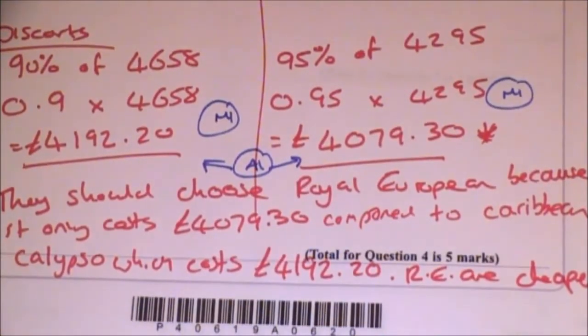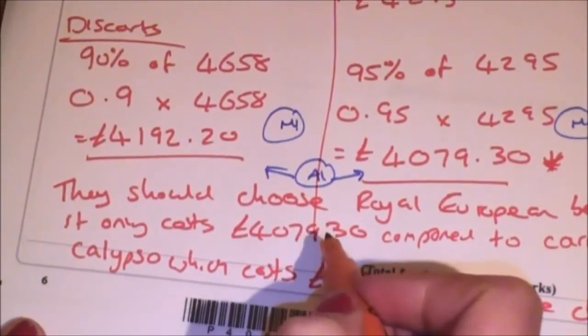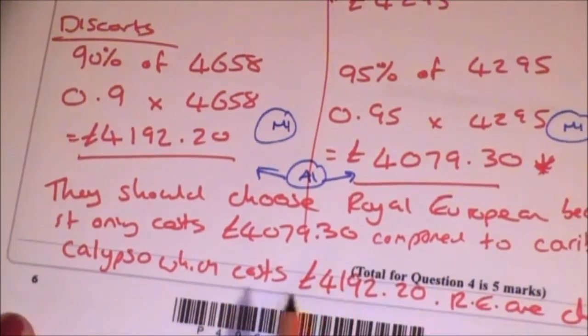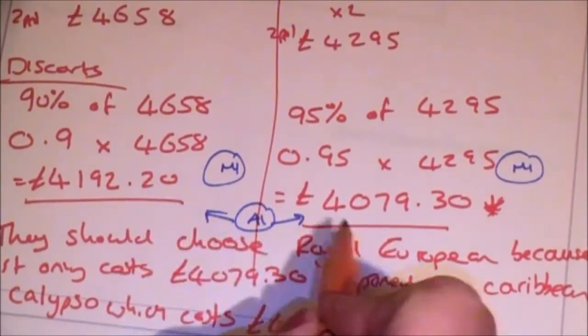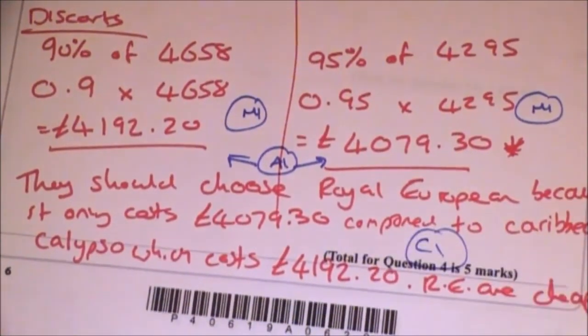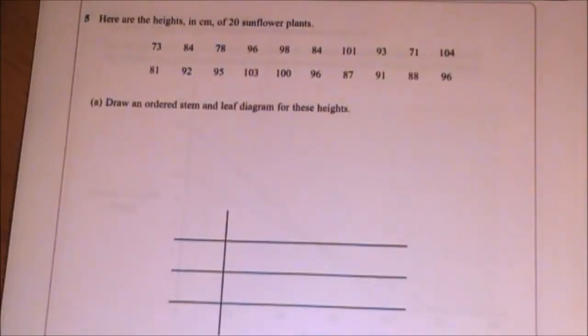And I'm just checking, do you need both of them? Yes, so both figures. Final answer, definitely. So you need both answers, and then you get a communication mark down here for communicating your answer to the examiner. Question 5 is stem and leaf.